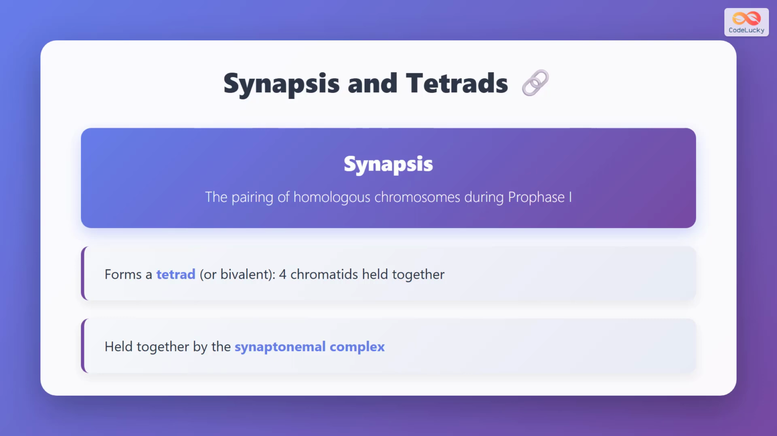Synapsis is the pairing of homologous chromosomes during Prophase I. When 2 homologous chromosomes pair up, they form a structure called a tetrad, also known as a bivalent. A tetrad consists of 4 chromatids held together. These paired chromosomes are held together by a protein structure called the synaptonemal complex. This pairing is essential for the next critical event, crossing over.